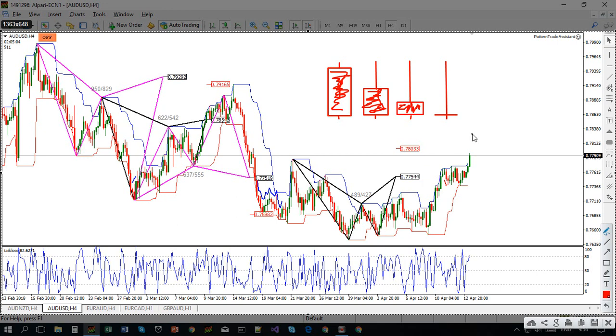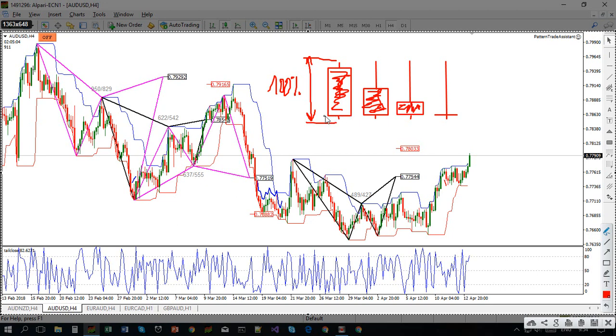Okay, so what is the rule to understand which candle is powerful and which is not? If we take from here to here, the distance as 100% of the range.